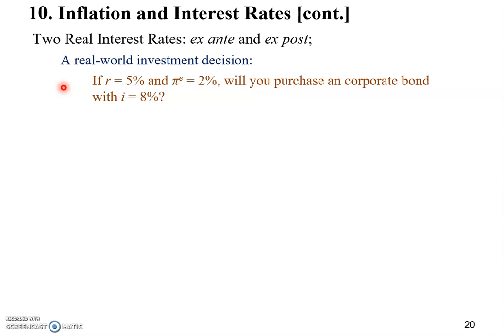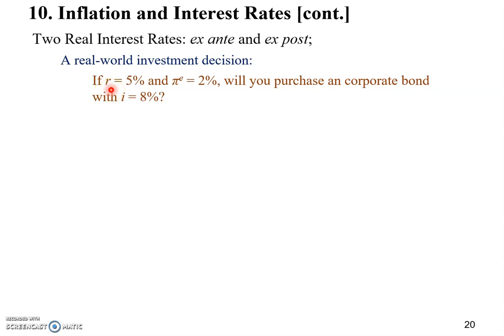For example, in this case, let's say if you don't buy the bond, you want to purchase stocks. And from that, you can earn a 5% return rate from your stock investment.